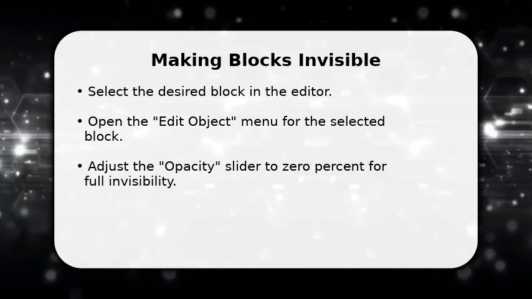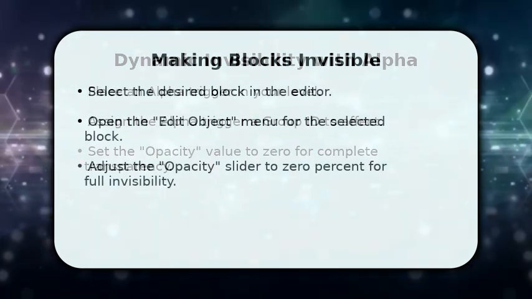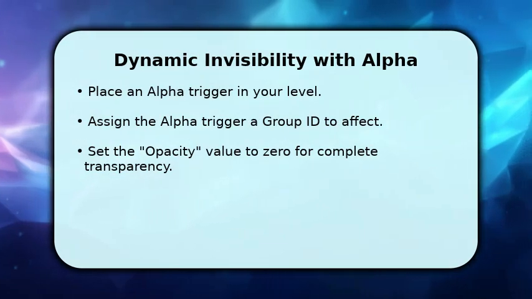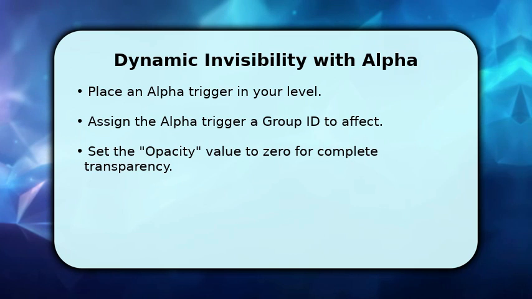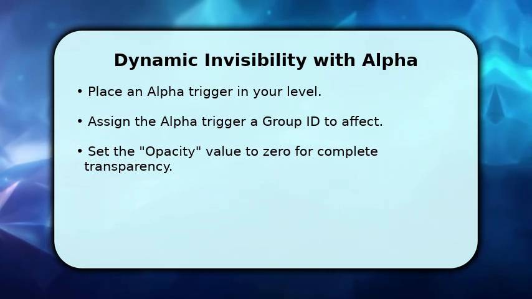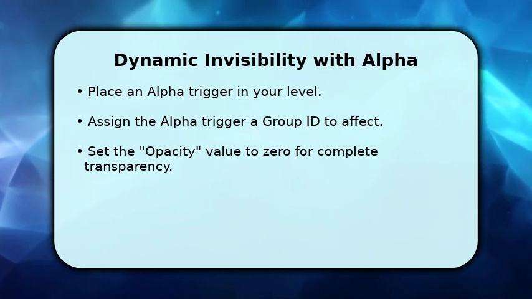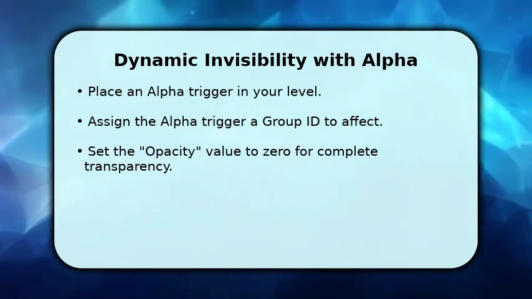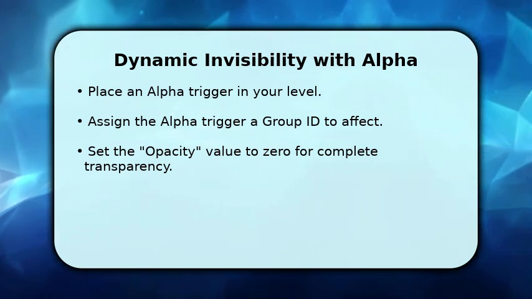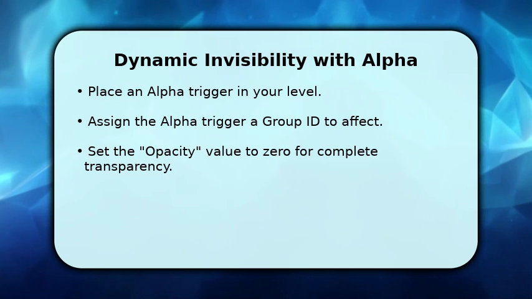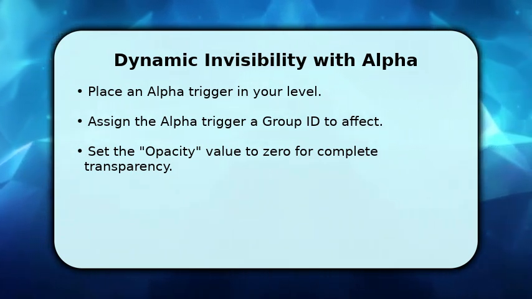Remember to assign a group ID if you plan to control its visibility dynamically. To achieve dynamic invisibility, you'll use an alpha trigger. Place this trigger anywhere in your level. Next, assign a specific group ID to the alpha trigger, matching the group ID of the blocks you want to affect. Set the opacity value to 0 for full transparency. You can also adjust the fade time to create a smooth, gradual disappearance or appearance, ranging from 0 to several seconds.